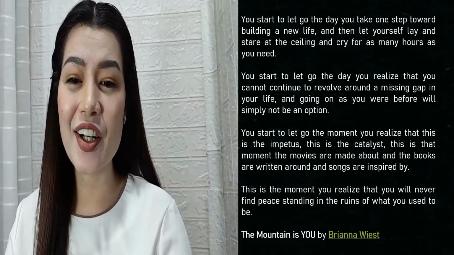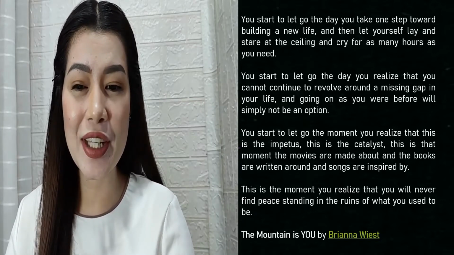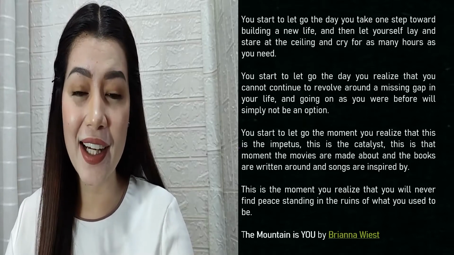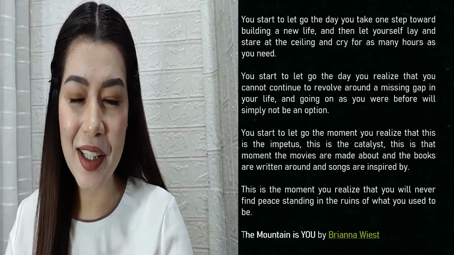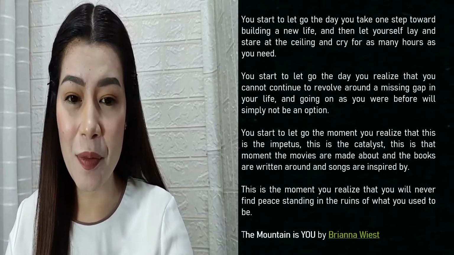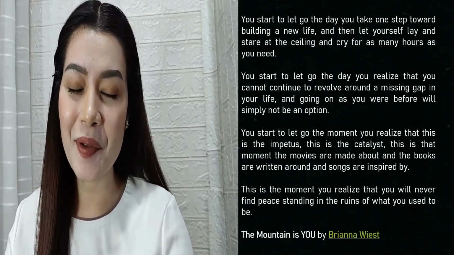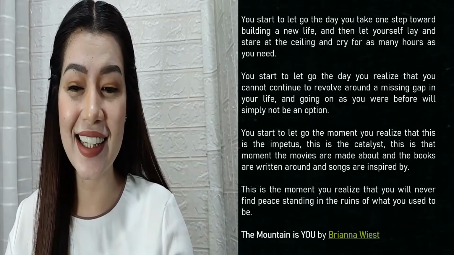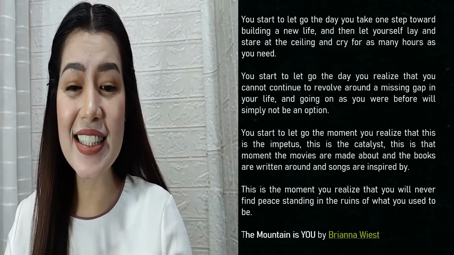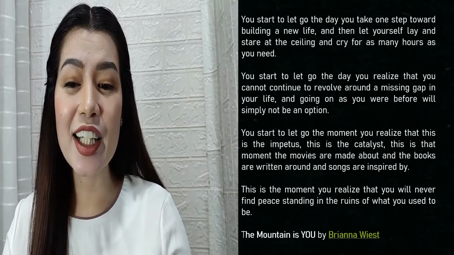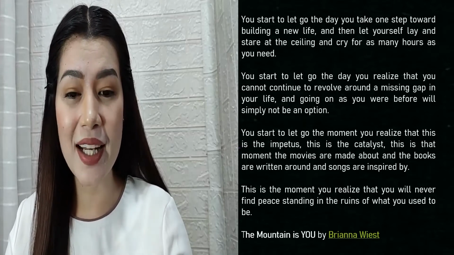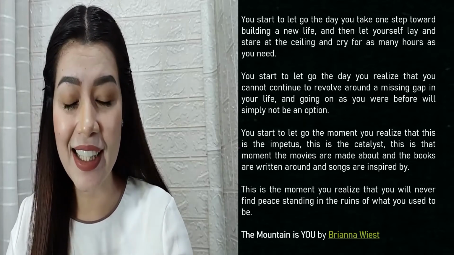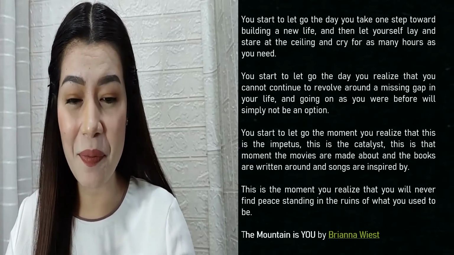You start to let go the day you realize that you cannot continue to revolve around a missing gap in your life, and going on as you were before will simply not be an option. You start to let go the moment you realize that this is the impetus, this is the catalyst, this is that moment the movies are made about and the books are written around and songs are inspired by.